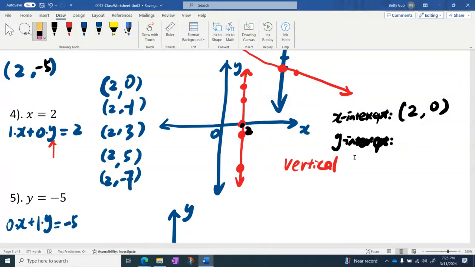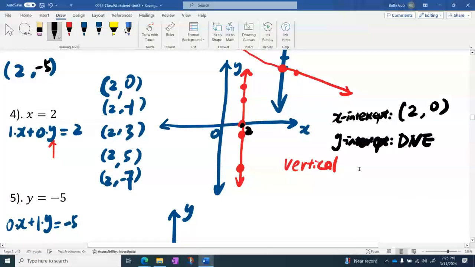(2, 0) is the x-intercept, and the y-intercept does not exist. DNE, does not exist. Why? Because this vertical straight line does not cut the y-axis, because they are parallel. They never cross, so there's no intersection of those two lines. So the linear equation x = 2 has no y-intercept. Very good.